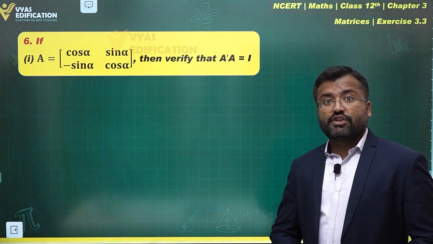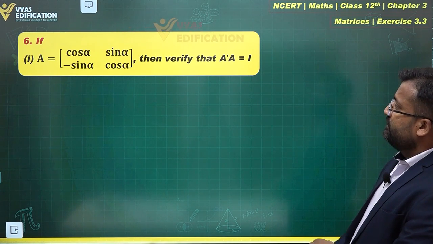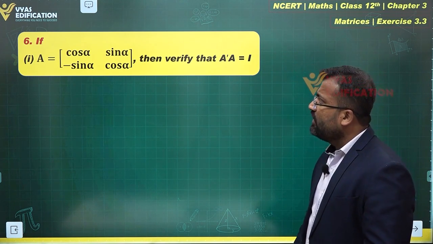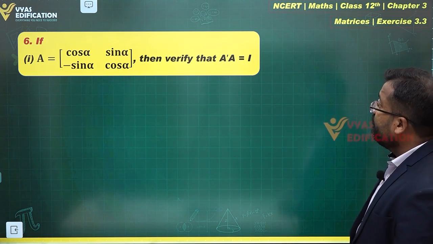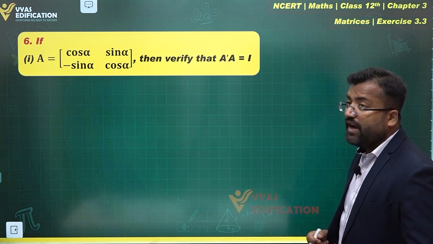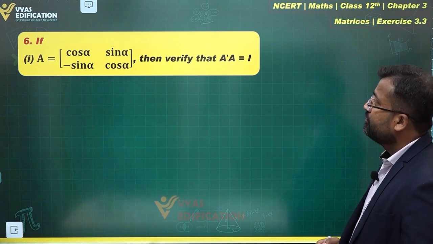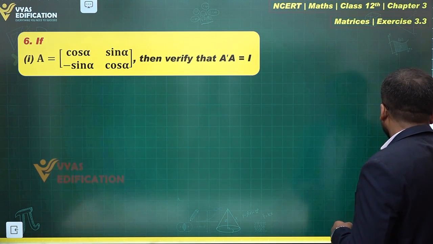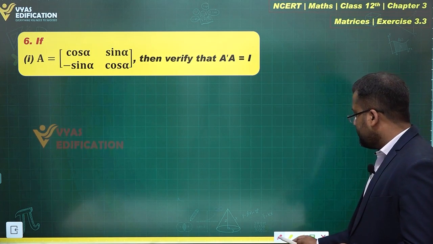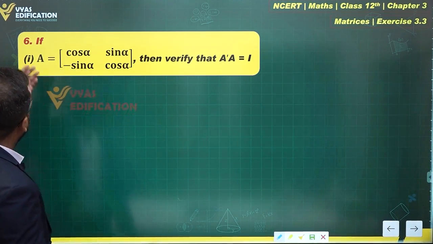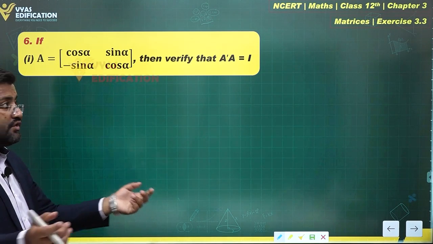Let us discuss this question. If the first part says A equals [cos alpha, sin alpha; minus sin alpha, cos alpha], then verify that A transpose times A is equal to the identity matrix I. For this matrix A, we are supposed to verify that this holds. How do we verify that? Let's take a look at this matrix. This is question 6, part first only.